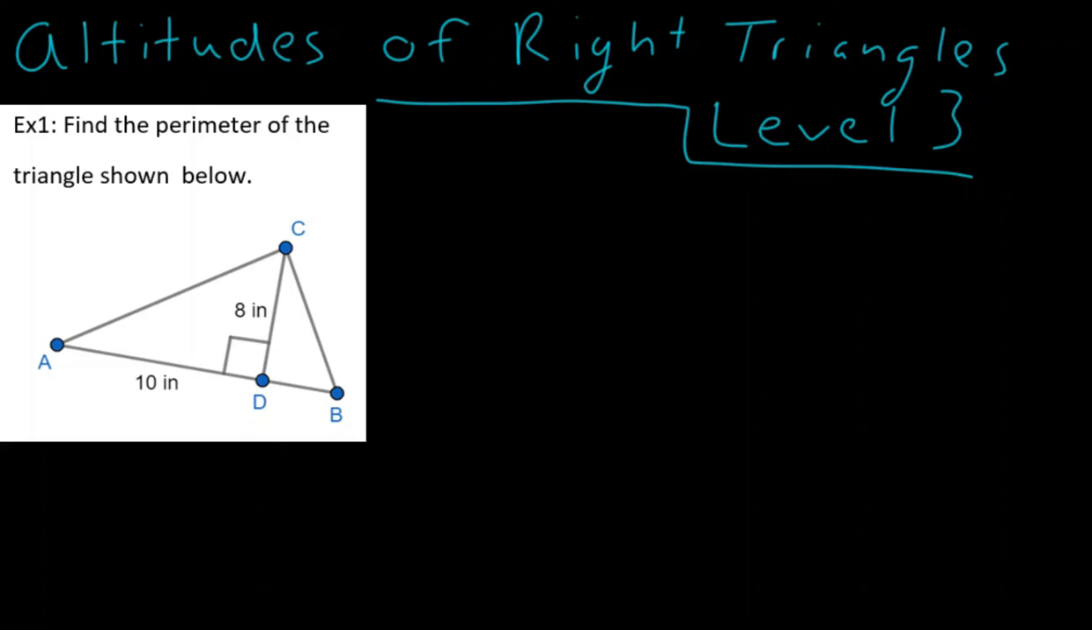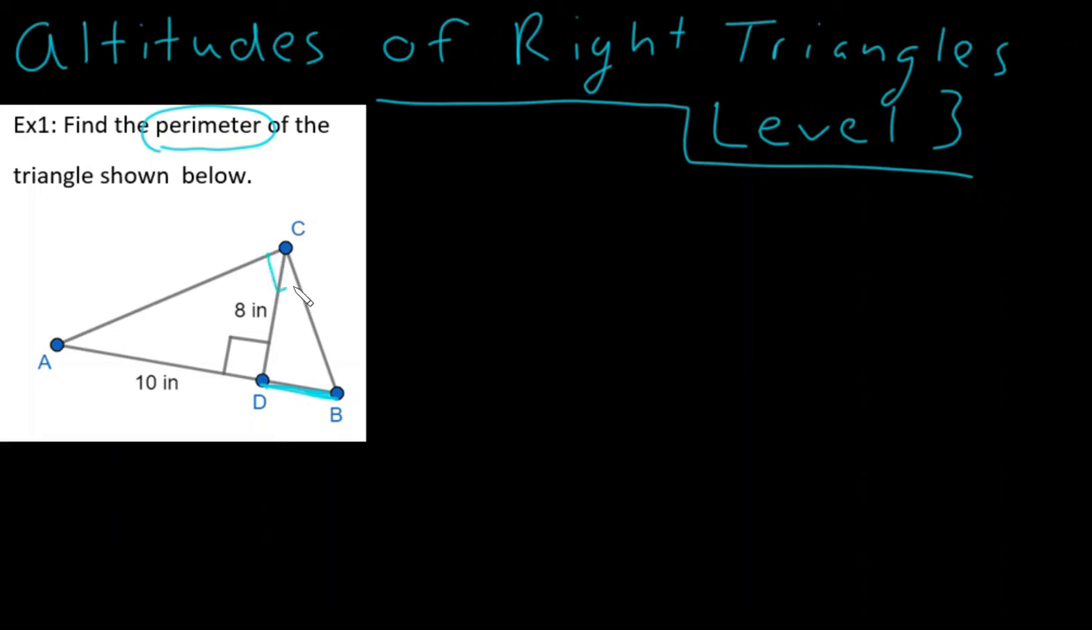Alright, and welcome to Altitudes of Right Triangles, Level 3. Now in this example, we have a more complicated problem where we're being asked to find the perimeter of the triangle shown below. And this is going to tell us having to find every single side. Well, our very first step in doing this is we actually have to find this side, DB. So let's see, what's our trick here?